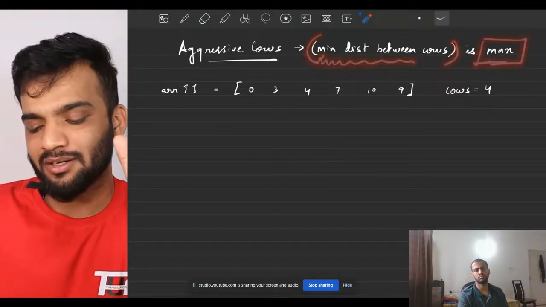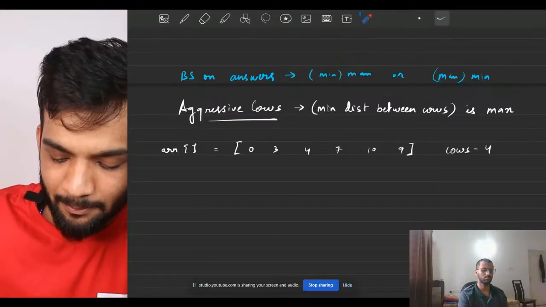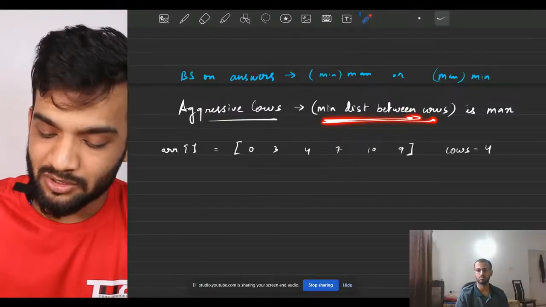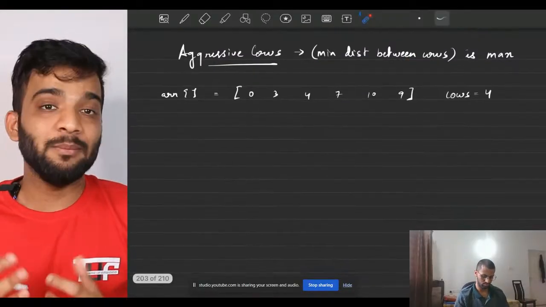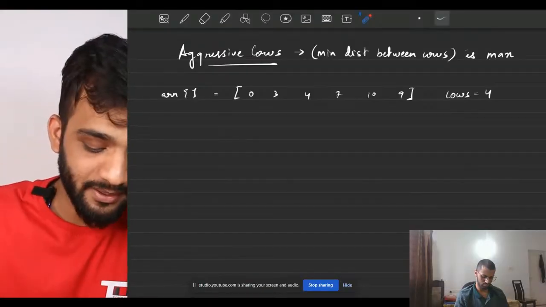Might be confusing, but it is of this pattern. If you carefully see, minimum and then maximum, it is of that pattern. Minimum distance between any 2 cows is the maximum possible, and you have to tell me that minimum distance. It's confusing for the first time, but when you understand the question, you'll understand it in a much better way.